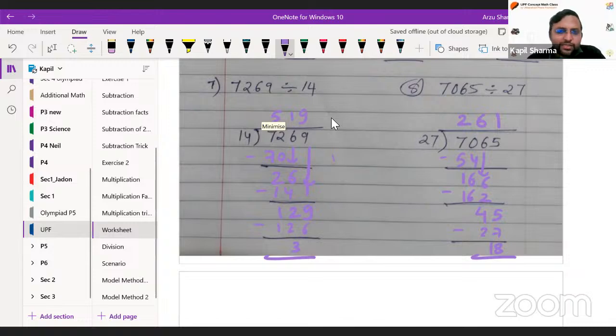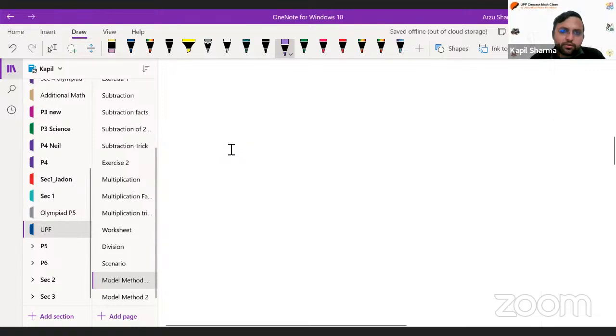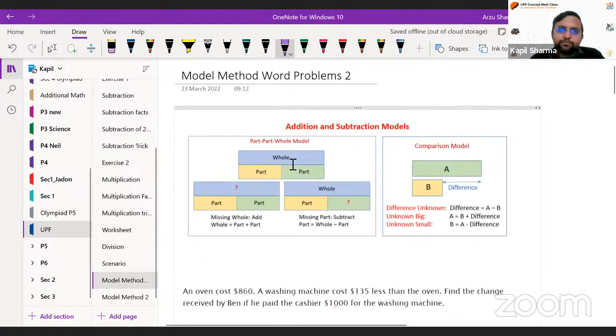So with this, we have covered the basics of division. Now I'm going to discuss one interesting method to solve word problems related to addition, subtraction, multiplication, and division. And with that, we will solve some problems as well. Fine. Let's start.